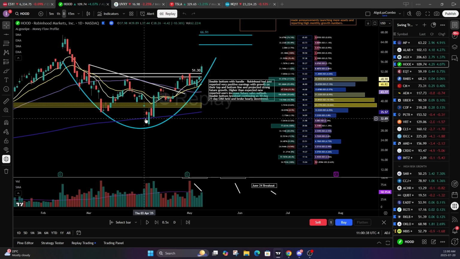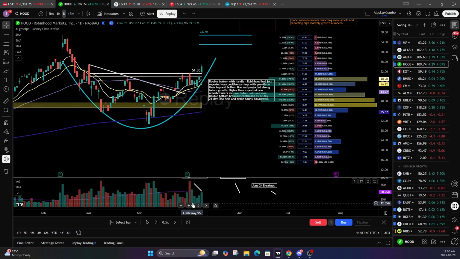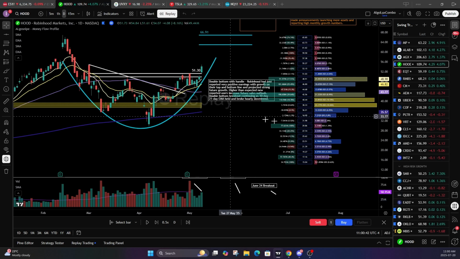But when I'm looking at the money profile, what I'm looking to see on these volume bars, again, is signs of accumulation or distribution, right? So here we're getting some good signs of accumulation.